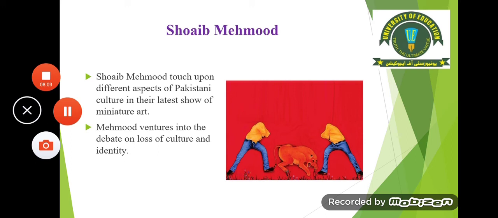Mehmood ventures into the debate on loss of culture and identity, as he has painted two identical male figures on the right side and also on the left side. And as you can see, they have covered their faces in their shirts as their faces are not recognizable. It's hard for us to identify the actual identity or personality of the person. So basically, it relates to his idea, and he has intentionally painted the figures with their heads hiding in the shirts.